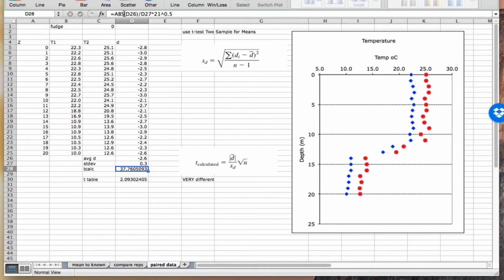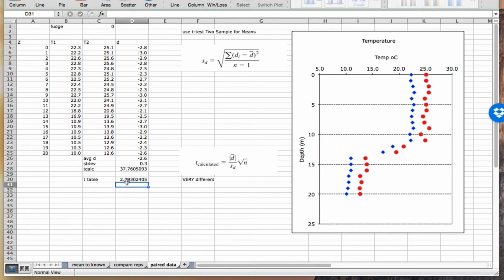And T calc is now the absolute value of B26 divided by D27 times 21 to the half. And there are 21 measurements, so n in this case is 21. T table is T inverse 0.05 and 19 degrees of freedom, so it's n minus 1. It's the number of pairs of data you're comparing, because you're really only comparing the D's. So you have 20 observations, minus 1 is 19.